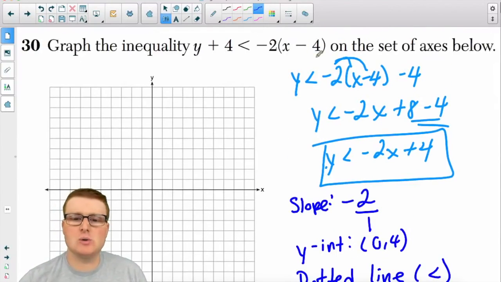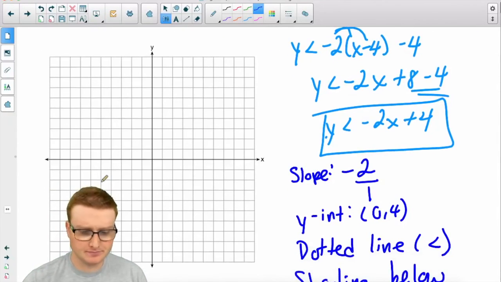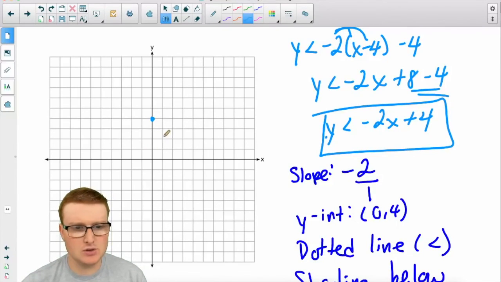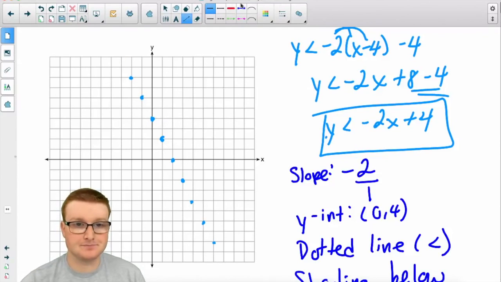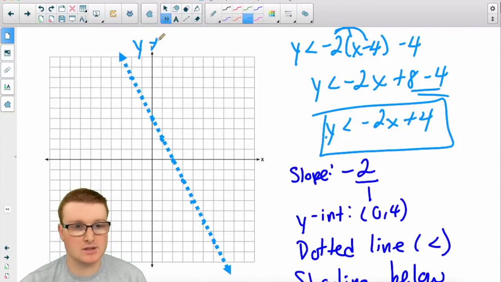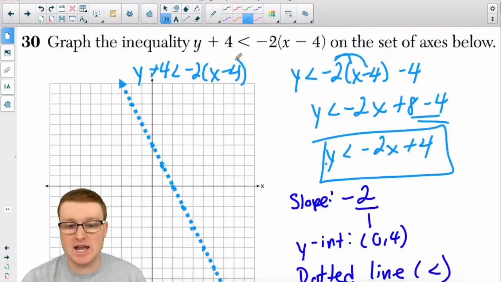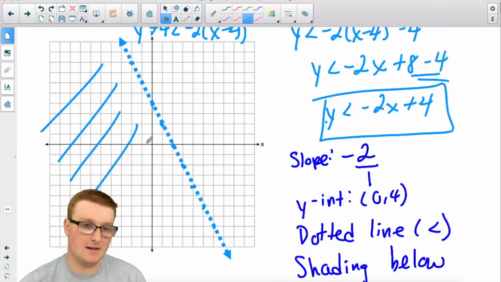Okay? And I'm also going to show you how to graph this on your calculator. It's actually pretty neat. I'll show you that after I graph it over here. So, y-intercept of 0, 4. Here we go. 0, 1, 2, 3, 4. Go down 2 to the right 1, down 2 to the right 1. Keep on going like this. And then do it in reverse. Okay. Now, from here, you're going to draw yourself a dotted line like this. Okay. You're going to label y plus 4 is less than negative 2 times x minus 4. Last but not least, you're going to shade, and you're shading below like that.